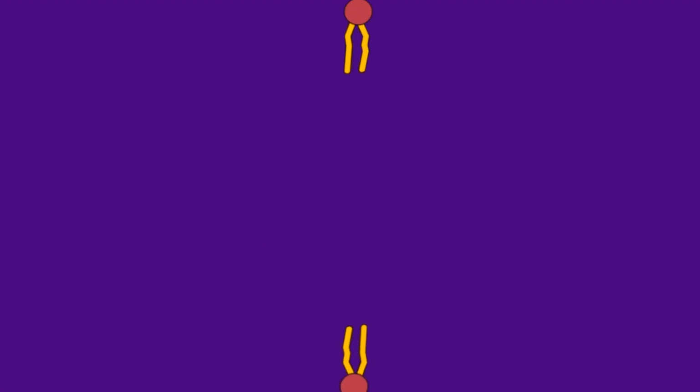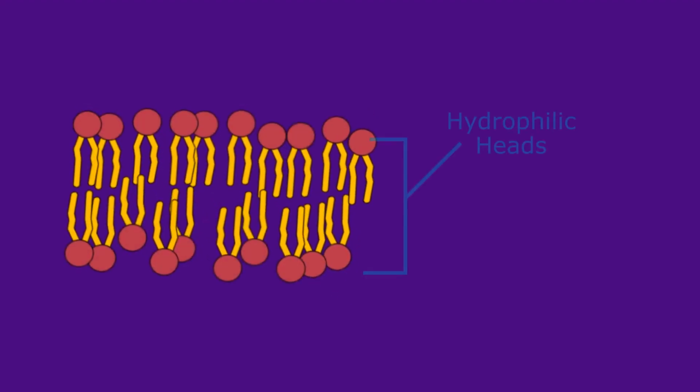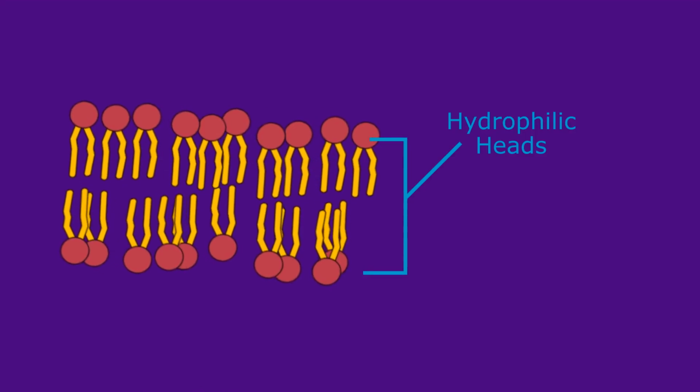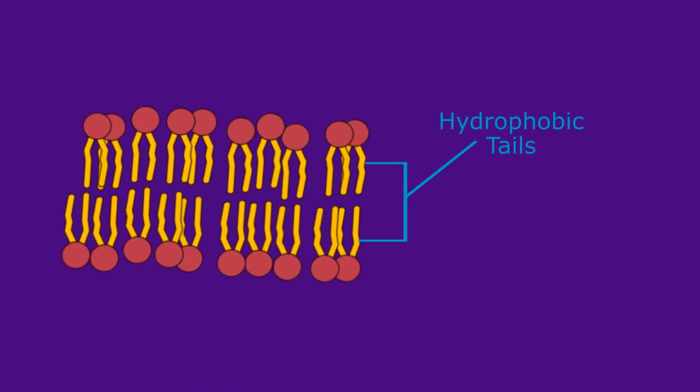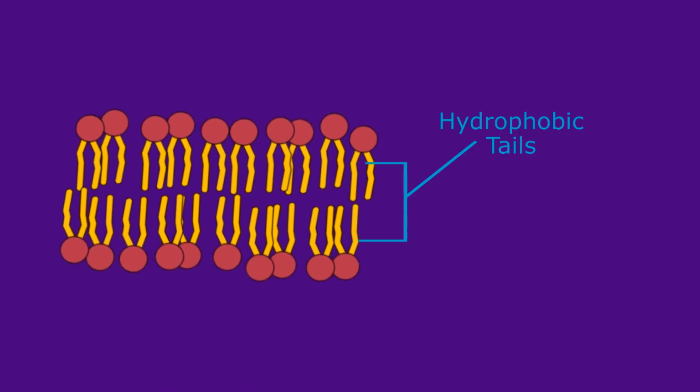Two layers of phospholipid molecules self-assemble so that their water-soluble, or hydrophilic, heads form the surface and interior of the membrane, and the water-insoluble, or hydrophobic, tails face each other.